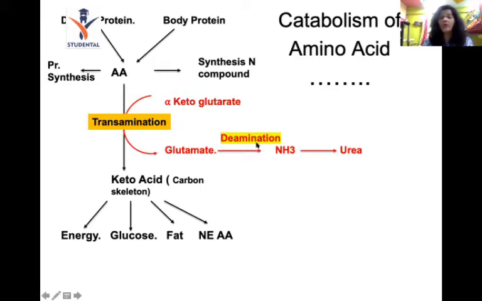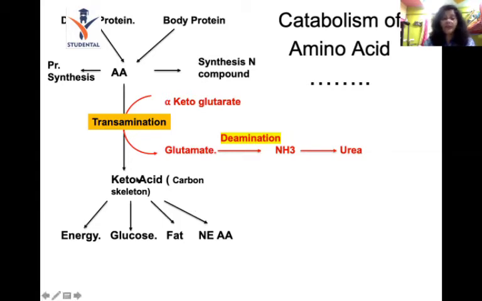Deamination means removal of free ammonia, and this free ammonia, as it is toxic, will be detoxified to form urea in the liver, and this urea is excreted in the urine. So this is the catabolic part of the amino acid.